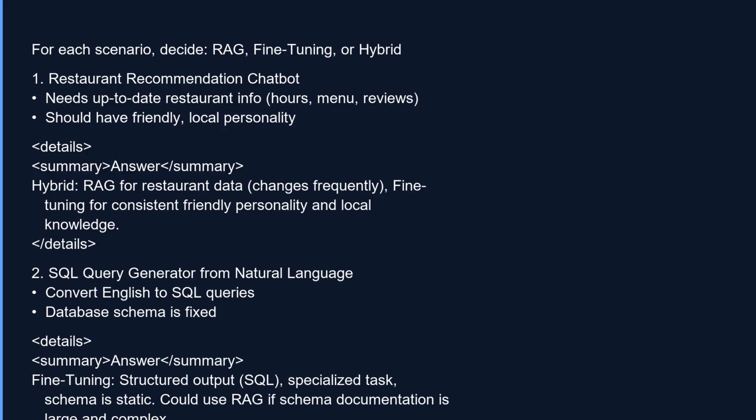3. Academic paper Q&A. Answer questions about uploaded research papers. Papers don't change once uploaded. Answer: retrieval augmented generation. Dynamic knowledge base, new papers added, need citations, standard Q&A behavior. Base model sufficient.